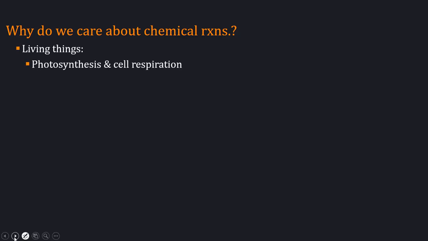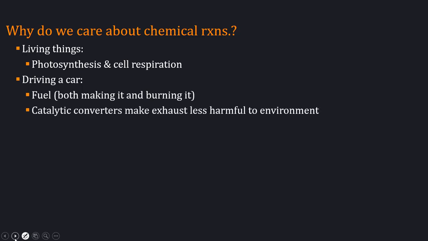Photosynthesis is a chemical reaction that converts light energy into chemical energy, and then we can get that chemical energy out through chemical reactions in the process of cell respiration. If you drive cars or use electronics, those things are powered by fuels, whether it's electric energy, or gasoline. We have to be able to do chemical reactions to make those things and get the energy out of them.